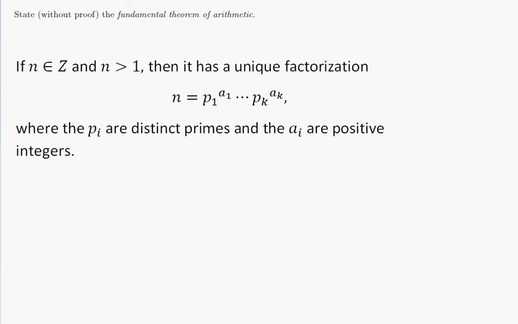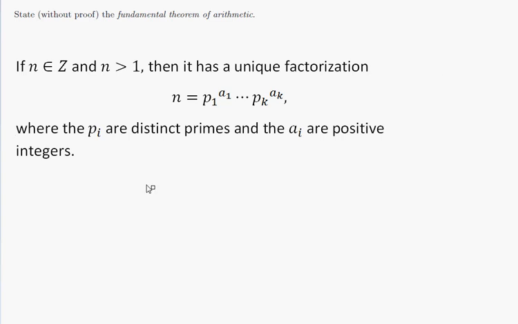For this review problem, state without proof the fundamental theorem of arithmetic. As we've mentioned in class, fundamental theorem means really, really important. This is the principle behind factor trees. If n is a positive integer and n is at least 1, then it has unique factorization.